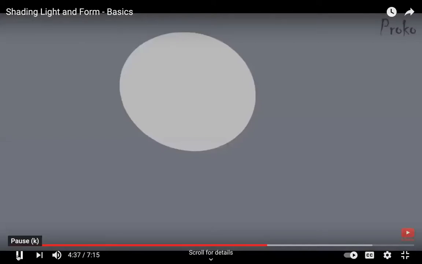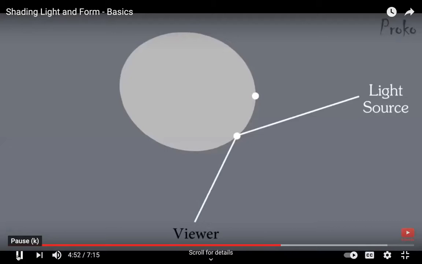So let's say this is the egg. The viewer or the camera is down here, and the light source is over here. The center light will be here, facing the light source. The highlight, however, will need to be at the point where the light can bounce off the surface of the egg and reach the viewer's eyes. These two angles need to be equal. If you've played billiards, this is very similar.